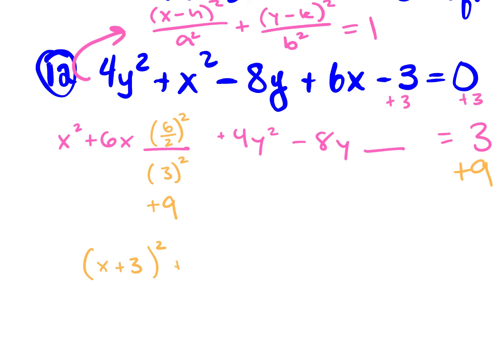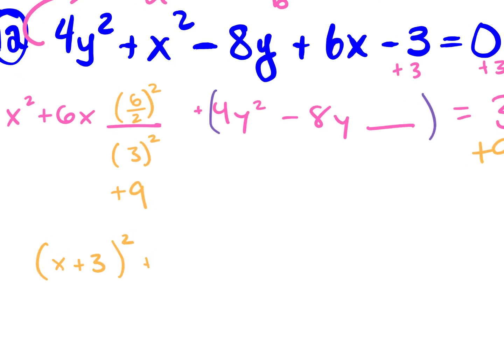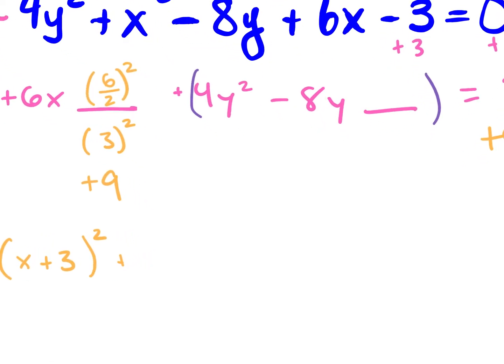Now I'm going to do the same thing with the y's. Before I complete the square with the y's, what do I have to do? I have to divide both of the numbers by 4 because I need my coefficient for y squared to be 1. So I'm going to take out a 4. So I have y squared minus 2y, and then I have a space there. So I just divided both of these numbers by 4.